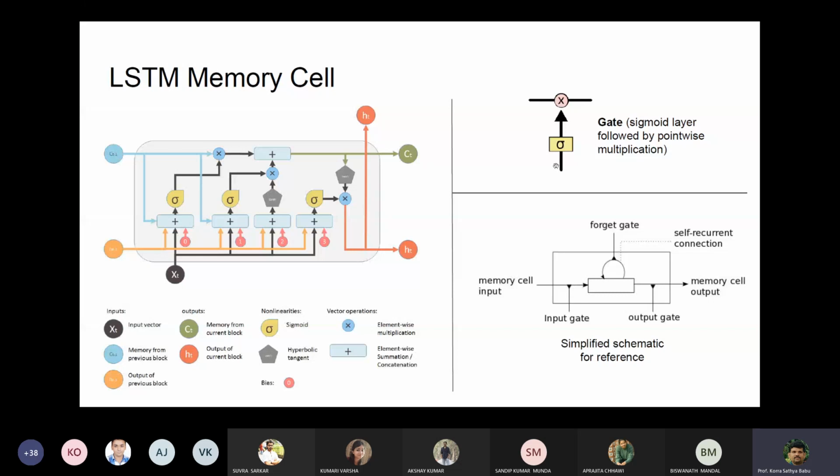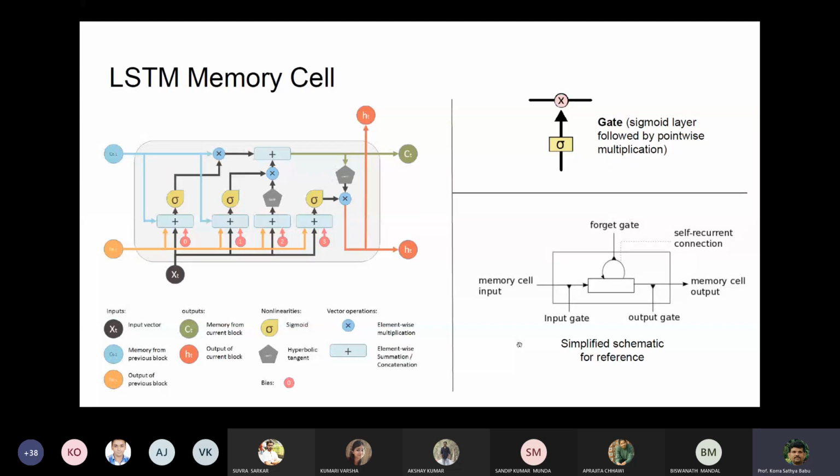See, this represents a gate with a sigmoid layer. The data is passed through the sigmoid layer, and then a point-wise multiplication activity is done. Then the plus symbol means an element-wise summation or concatenation activity is being done. So this is the simplified schematic diagram, given here for reference.